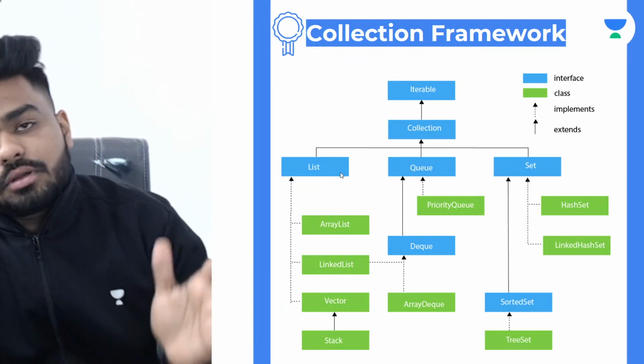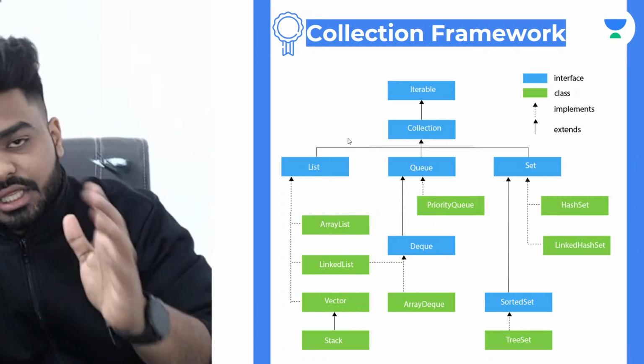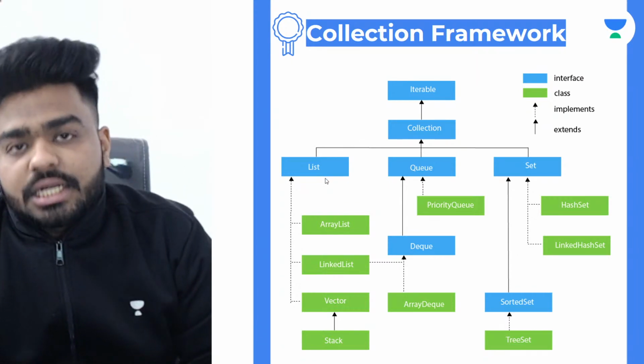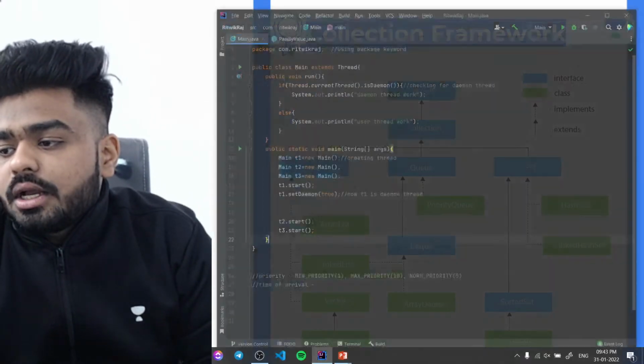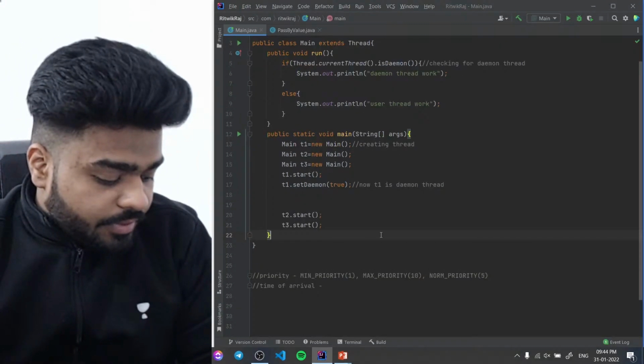In the same way itself, in the same flow itself, okay? So first we'll talk about list, ठीक है? So let's try to understand what is a list.